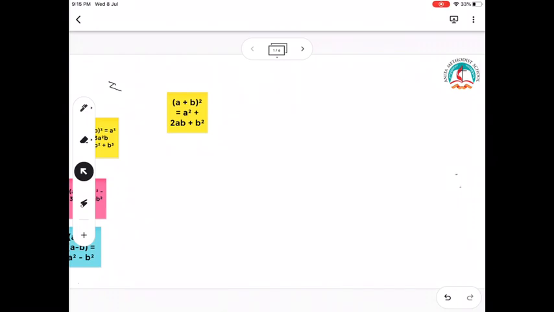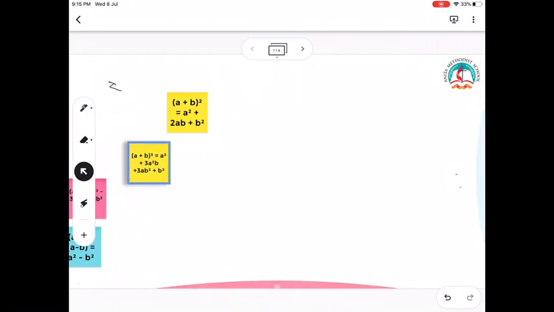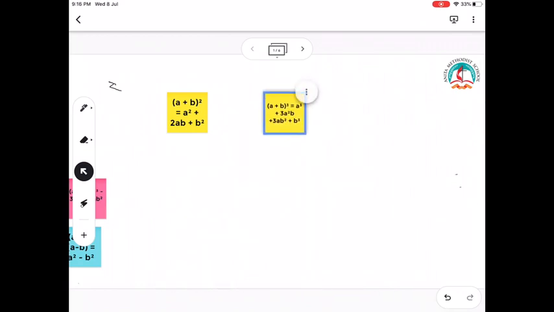Next identity. Can I ask you? Yes, Harus, what is (a + b) the whole cube? Can you say now? Yes, say. Very good. a cube plus 3a square b plus 3ab square plus b cube. Very good, very good.